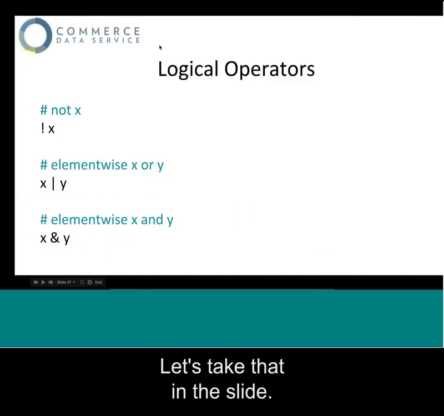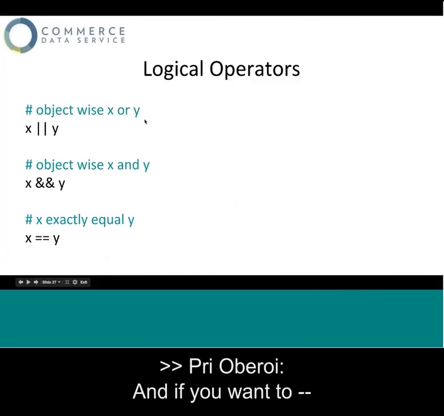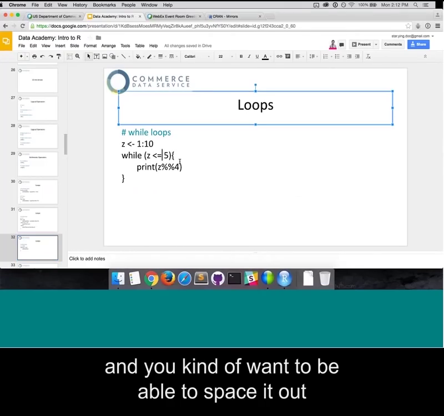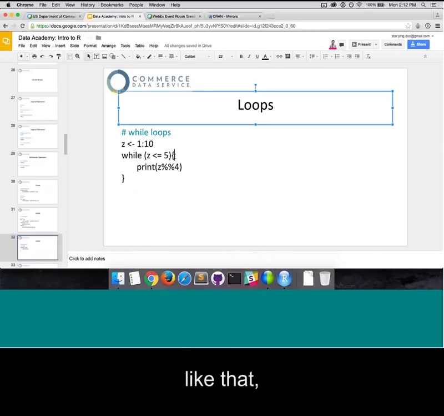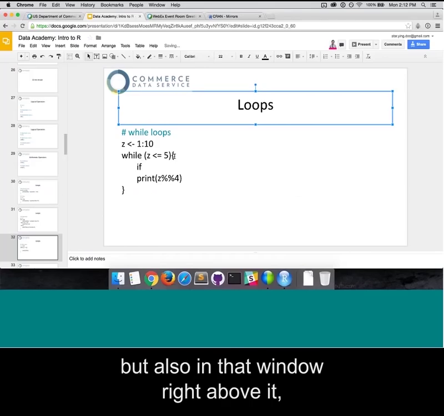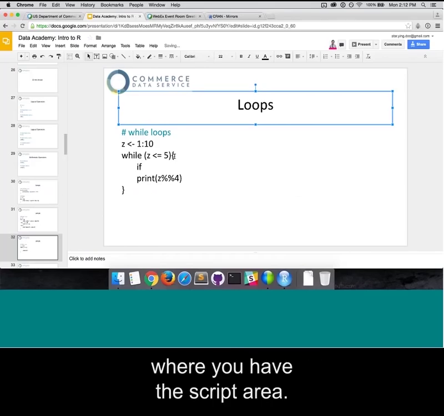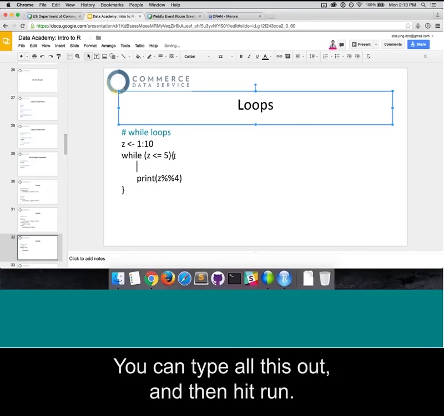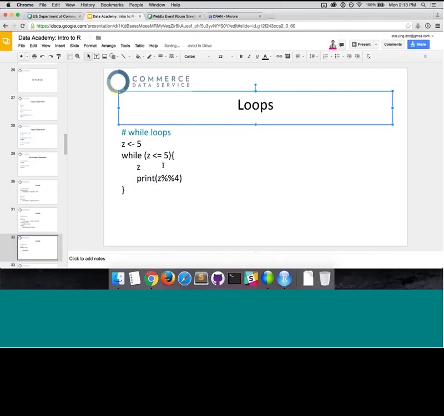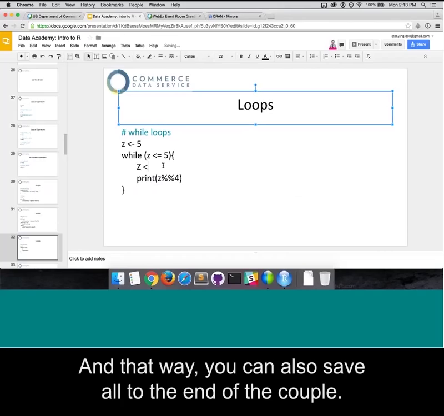So let's fix that in the slides. If you're having a hard time putting all of this in one line and you want to space it out, you should be able to do it in the console, but also in that window right above it where you have the script area. You can type all of this out and then hit run. If you have a Mac, you can just hit Command Enter. That way you can also save all this at the end if that's helpful.